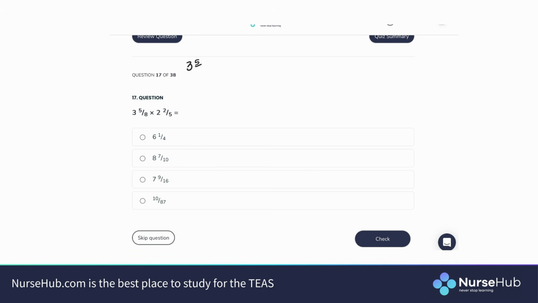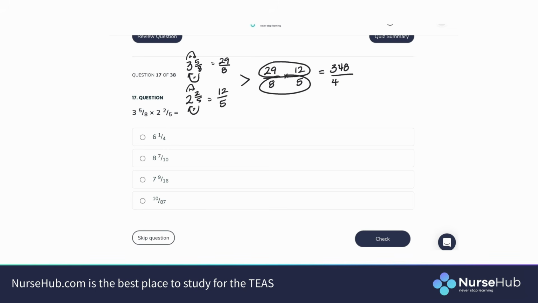So 3 5/8, we take 8 times 3 is 24. Add 5 gives us 29/8. 2 2/5. 5 times 2 is 10, plus 2 is 12, and we get 12/5. Now, what I really have is 29/8 times 12/5. For multiplication and division, we do not need common denominators, so that does not need to happen. So we just multiply across. 29 times 12 is going to give me 348. 8 times 5 gives me 40.